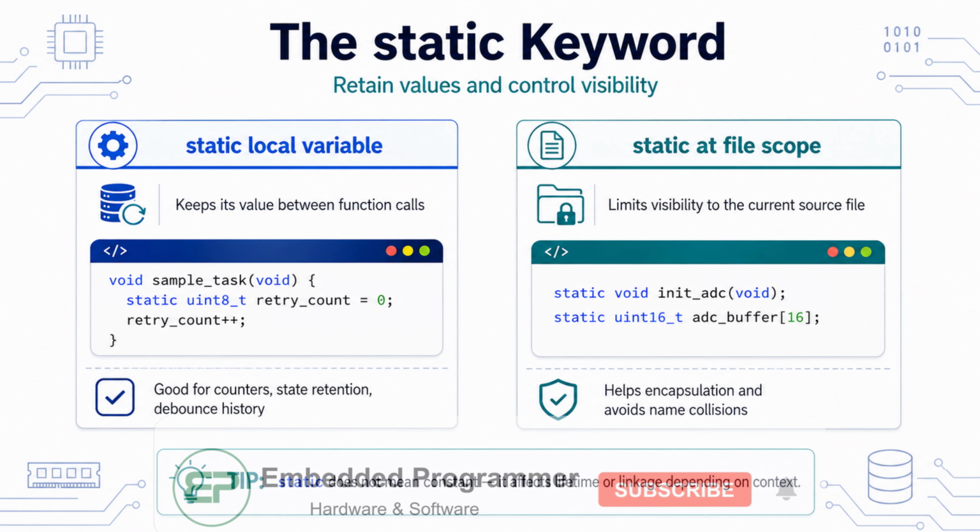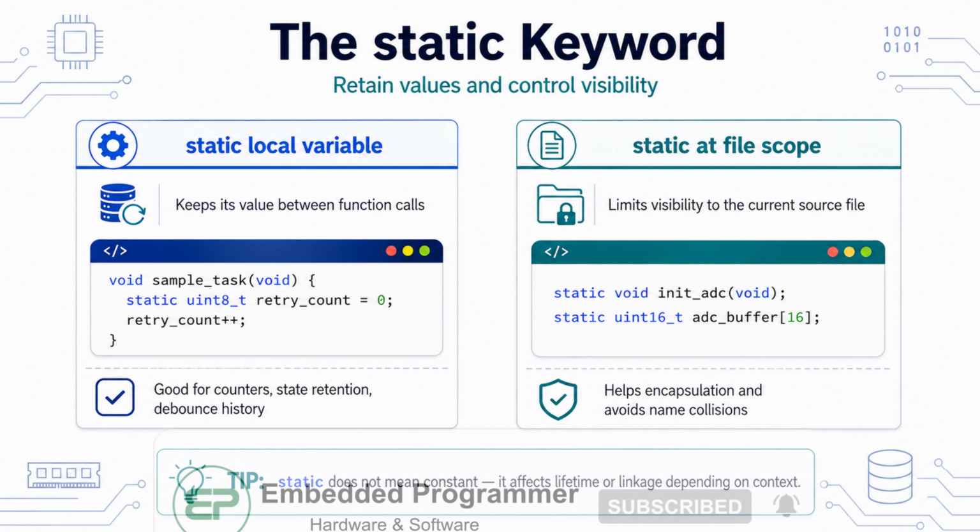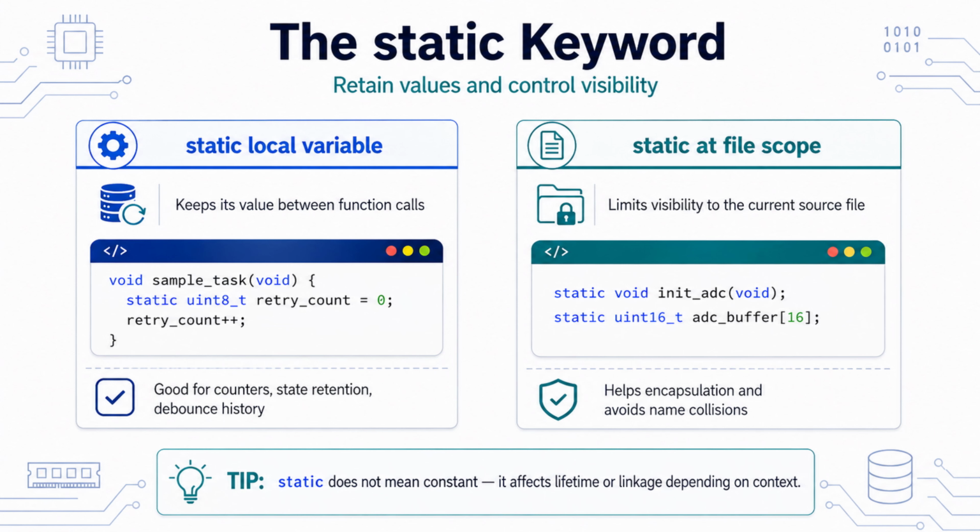The static keyword has different meanings depending on where it is used. Inside a function, a static local variable keeps its value between function calls. This is useful for counters, retry attempts, debounce history, state machines, or timing logic. For example, a retry_count variable inside a function can remember how many times the function has been called.